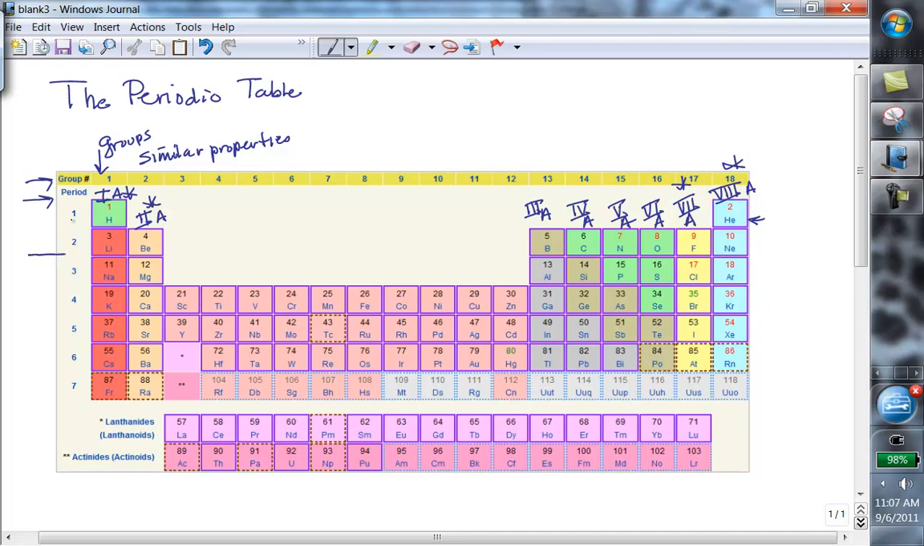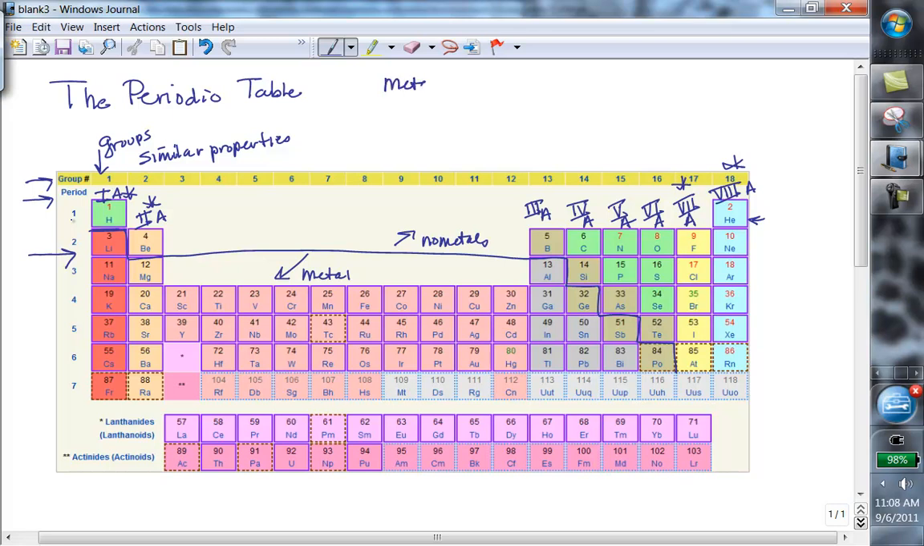Periods are the horizontal rows, and we will see that there is a general trend from active metals to less active metals to nonmetals to finally inert gases. So that being said, let me talk about the split between the metals and the nonmetals on the periodic chart. We can almost draw a zigzag line that is going to split the metals from the nonmetals.